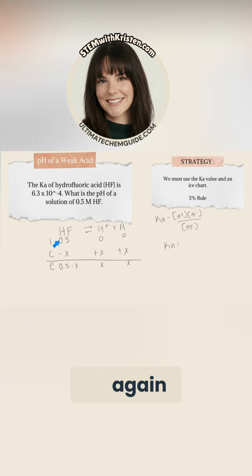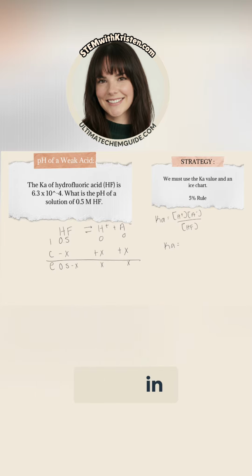So again, I is the initial. We initially don't have any of the H plus or A minus, so we know that we're definitely going to go forward to the right, and then we're going to subtract X from the HF because that is going to dissociate, and we're going to add it to the other side. And then these values, when we add up the columns, are going to be our equilibrium values.